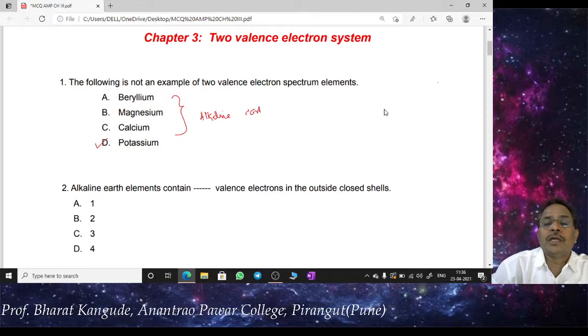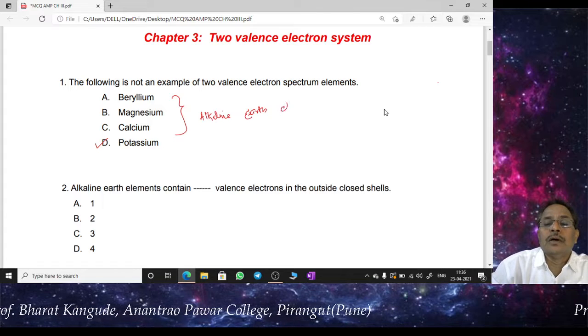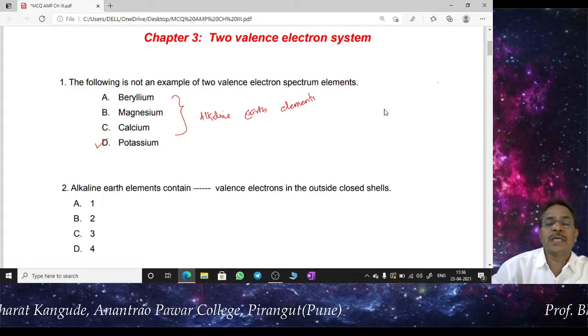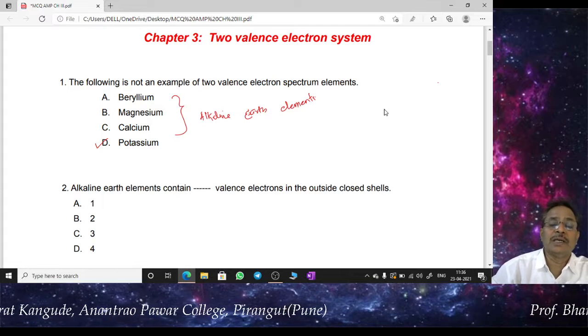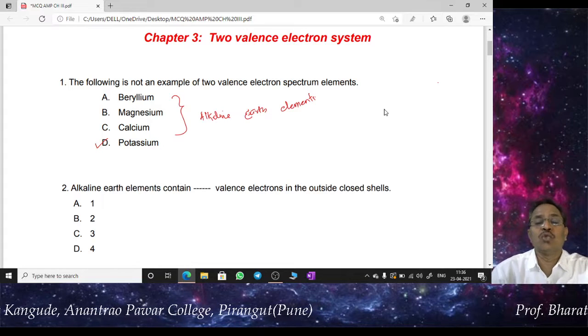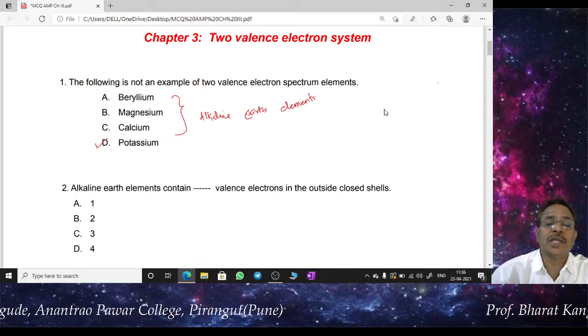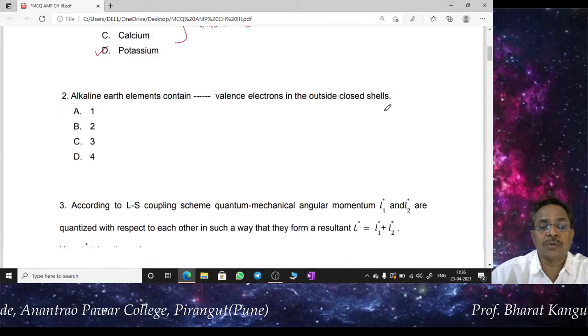In the periodic table you might have seen the location of all these elements, and these elements have the specificity that in their outermost orbit there are two unpaired electrons, and this is called a two valence electron system. So potassium is not part of this.